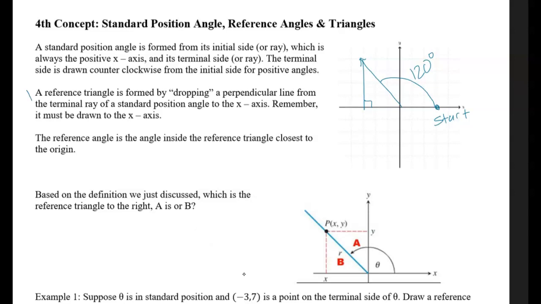A reference triangle is formed by dropping a perpendicular line from the terminal ray, which just means it's an end, it's a line, down to the x-axis. So the reference angle is the angle closest to the origin formed by this reference triangle. So on this picture, that is what is called the reference angle.